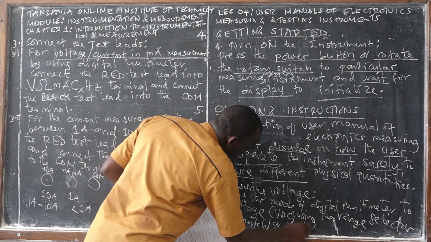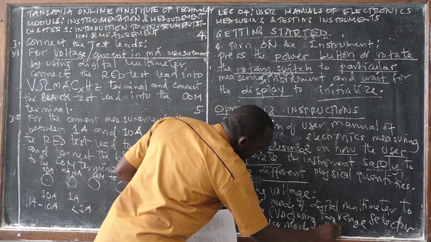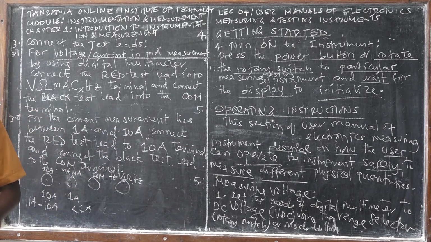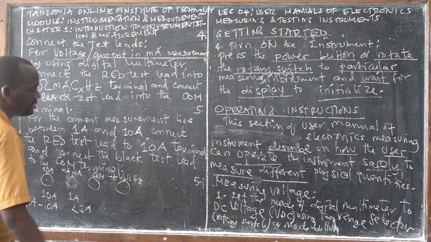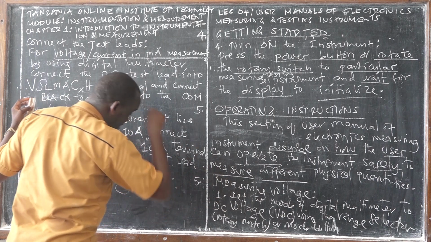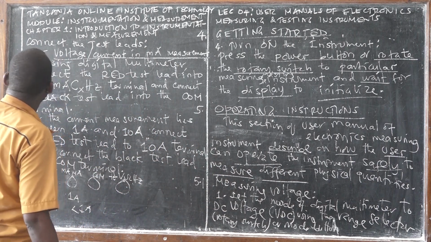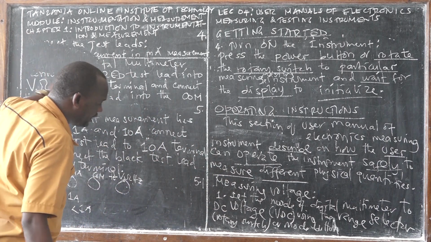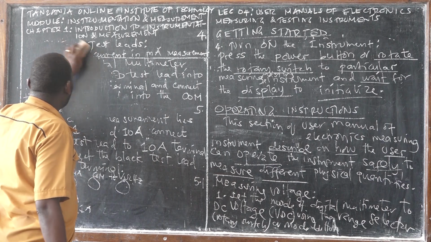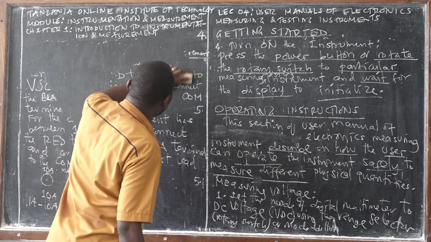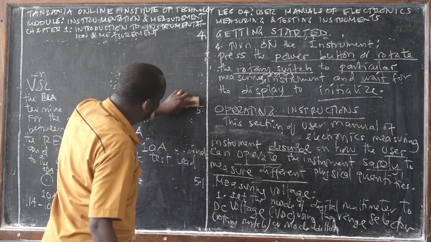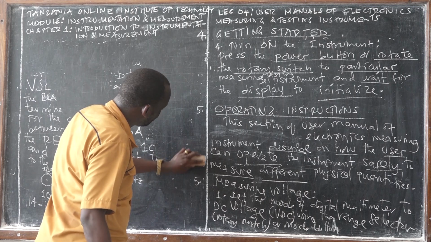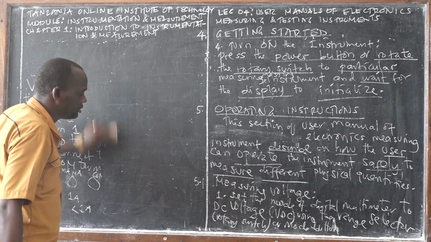Or mode button. So if you want to use this digital multimeter to measure voltage, then you are supposed to do what, class? Set the mode of what to what? DC voltage. In some digital multimeters you'll find VDC. VDC means DC voltage. Say DC voltage.